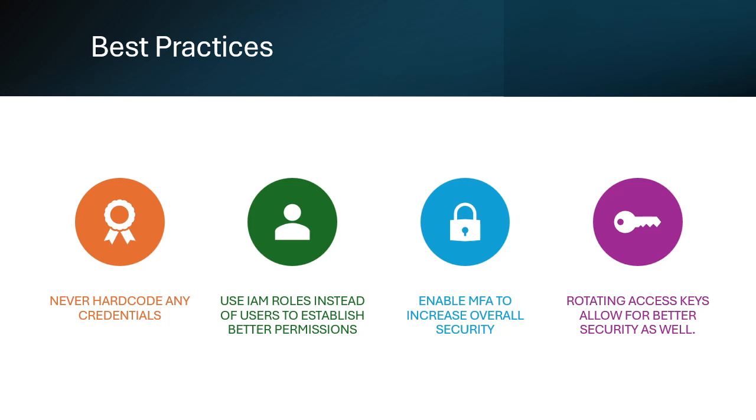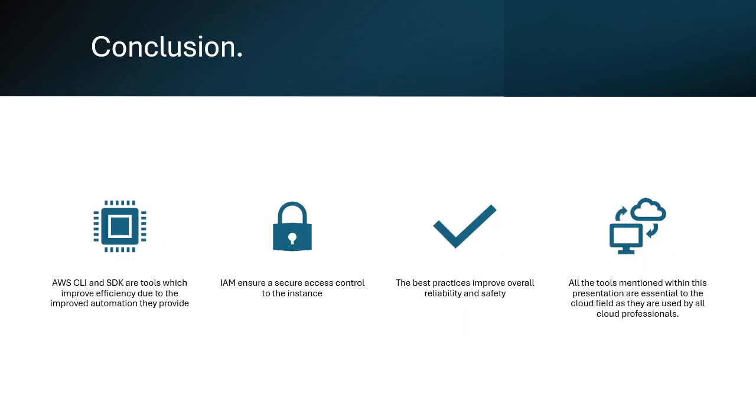And now this brings us to our last slide, which is the overall conclusion. So we learned some basics about the AWS CLI and the SDK, which are tools which improve efficiency due to the improved automation that they provide. AWS IAM ensures secure access control to the instance. Some of the best practices that we've spoken about improve overall reliability and safety of the instance. And the last point is that all the tools mentioned within this presentation are extremely essential for the cloud field. And this is because all cloud professionals use these tools and practices in order to improve the efficiency of their programs. And that would do it for today's video.